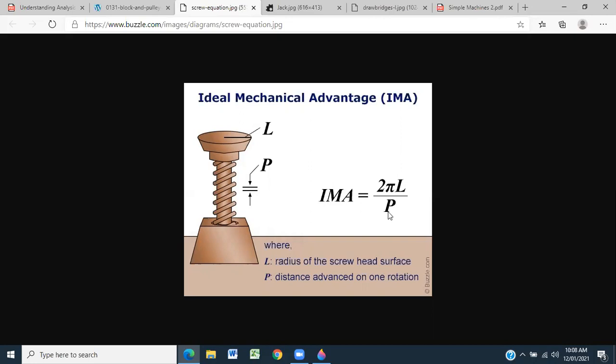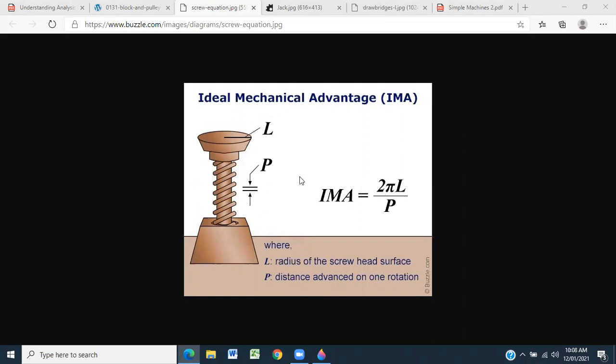Now, the effort can, of course, vary depending on the radius of this screw. Or in other cases, maybe it's a bolt, and you would have a wrench or a crescent on it, and you would apply effort along the length of that crescent. So that would be the 2 pi L, where L is the length along which you apply the effort.